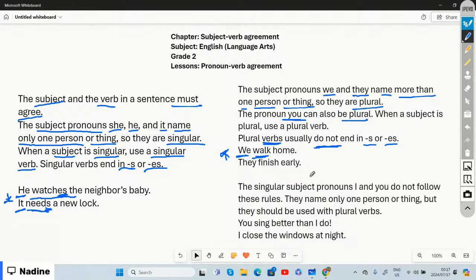And also, if we look at the next one, it says they. It refers to more than one person, right? So they finish early. Not they finishes, just they finish early. No S, no ES.